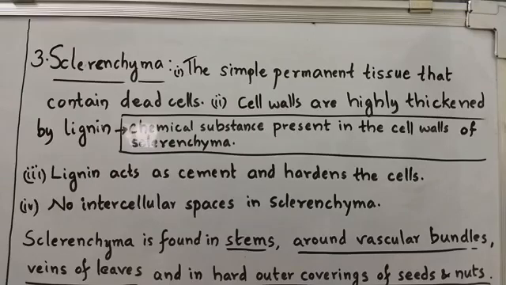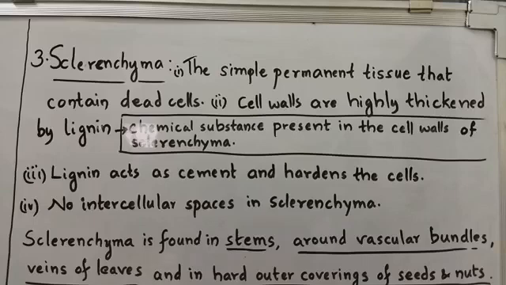So the cell walls are highly thickened in such a way that in some cells there will not be a specific lumen inside the cells because the entire cell space is occupied by the cell wall itself. And since the cell walls are highly thickened, no intercellular spaces are present in sclerenchymatous tissue.